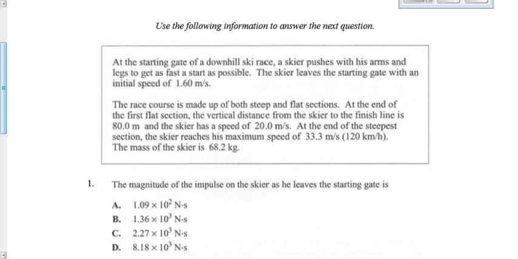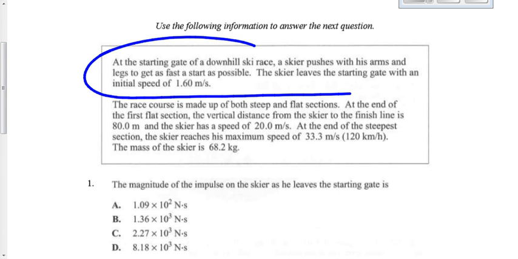And then as the skier leaves the starting box or the starting gate, he's moving at 1.6 meters per second. Then he goes down the hill, 80 meters, 20 meters per second. A little bit later on, 33 meters per second. Got a mass of 68.2 kilograms here. In this question where it says the magnitude of the impulse on the skier as he leaves the starting gate, I think it's relatively clear that we're referring to just this. We don't care what happens after the skier goes down the hill or during the time the skier is going down the hill. We only care what happens as the skier is in the starting gate. So this first paragraph is all that's relevant here.